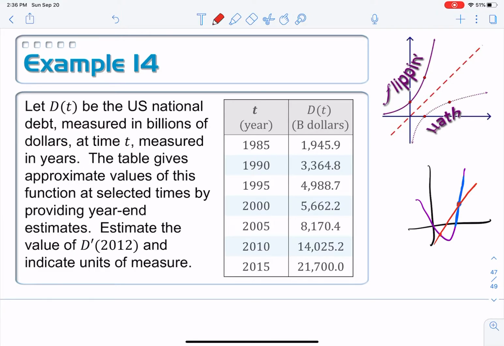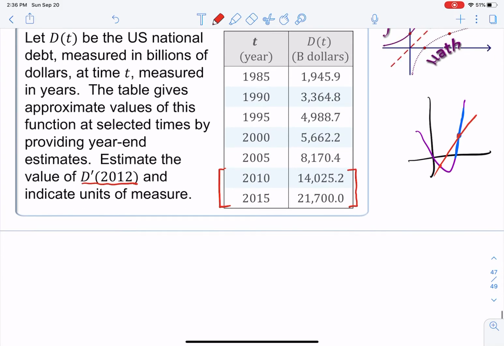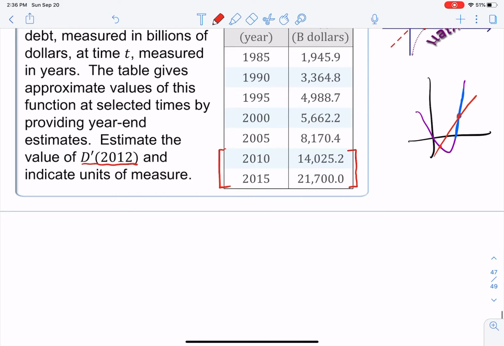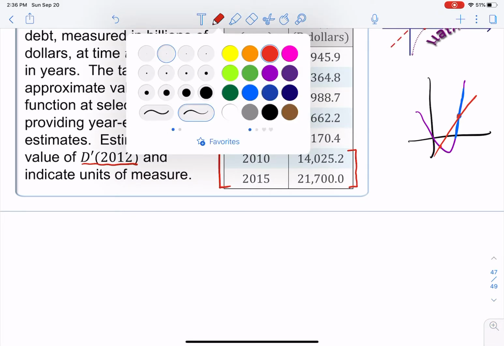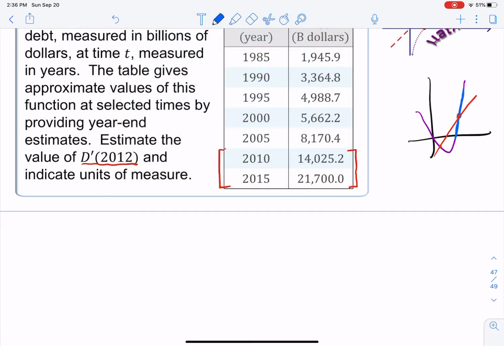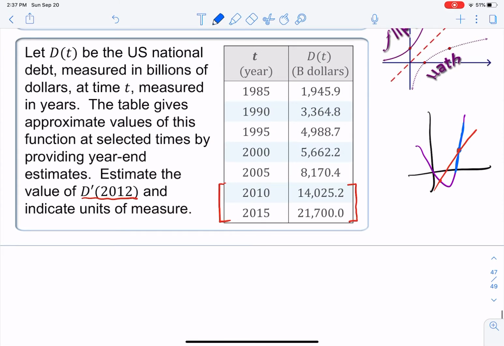So what data points should I use? How about one above and one below, like this? I have 2010. I have 2015. So if I find the slope of the secant line in between those, I'm using that slope to approximate the slope of the tangent line at 2012, which is what the question is asking me about, the derivative at 2012. So that's all I've got to do. And is this a realistic thing that the calculus exam would expect us to do? Absolutely. So it's going to look like this, D prime of 2012.